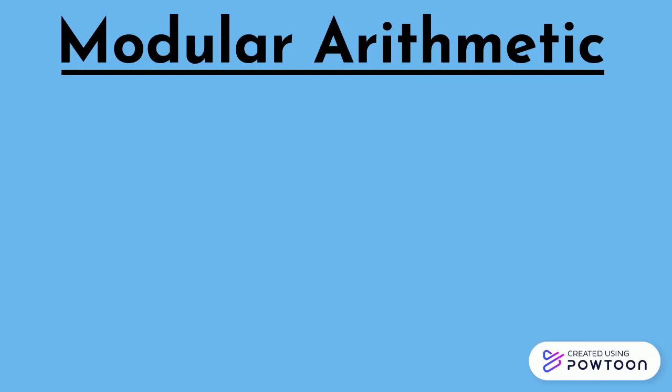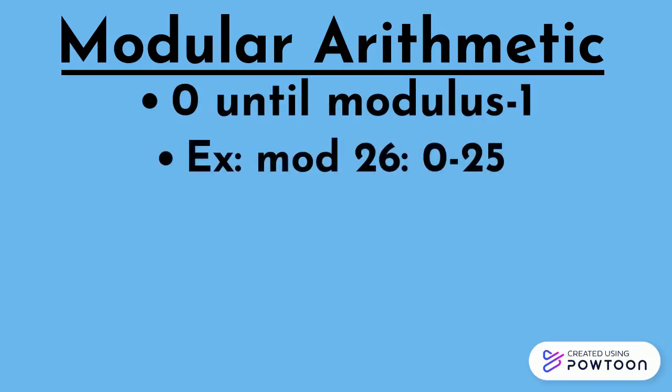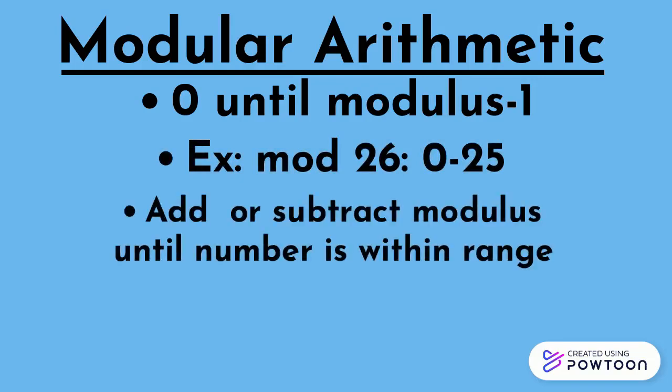25. If you don't already know what modular arithmetic is, here's a quick summary. In modular arithmetic, the only numbers that exist are the integers from 0 to 1 less than the modulus, which is some integer that's more than 0. For example, if 26 were the modulus, the only numbers that exist are 0 to 25. If there's a number outside of this range, say 54, you add or subtract the modulus until the number is within the range. So 54 would become 2, since that's what 54 becomes after subtracting 26 twice.